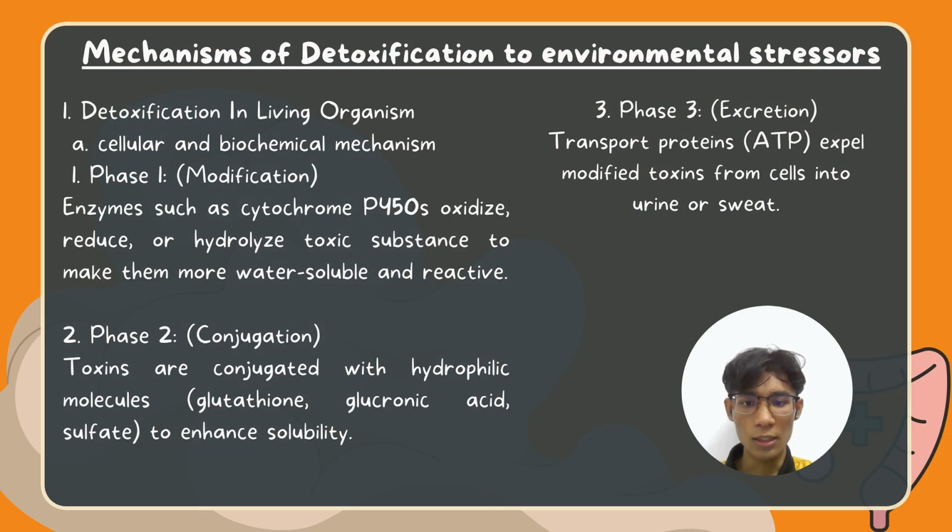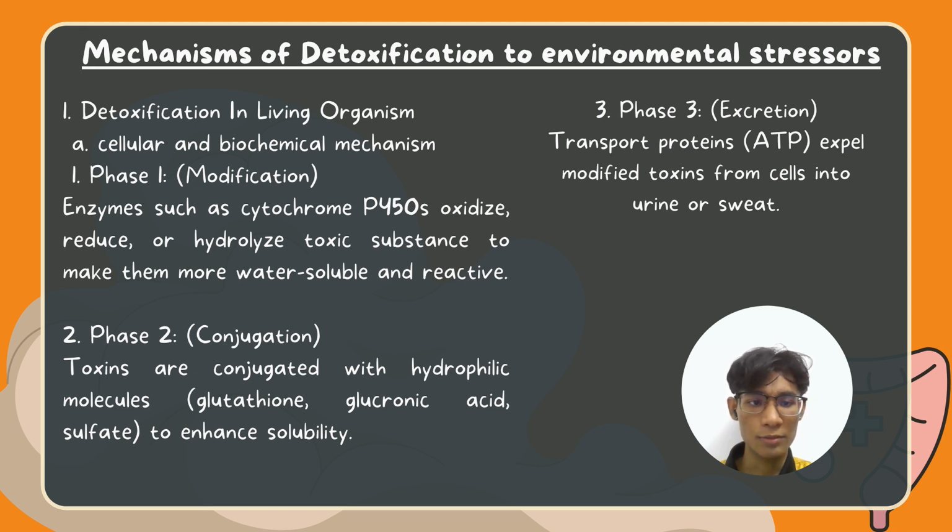So next, we're going to talk about mechanisms of detoxification to environmental stressors. The first one is detoxification in living organisms, a cellular and biochemical mechanism. There are three phases. The first phase, we call it modification. Enzymes such as cytochrome P450 oxidize, reduce, or hydrolyze toxic substances to make them more water soluble and reactive.